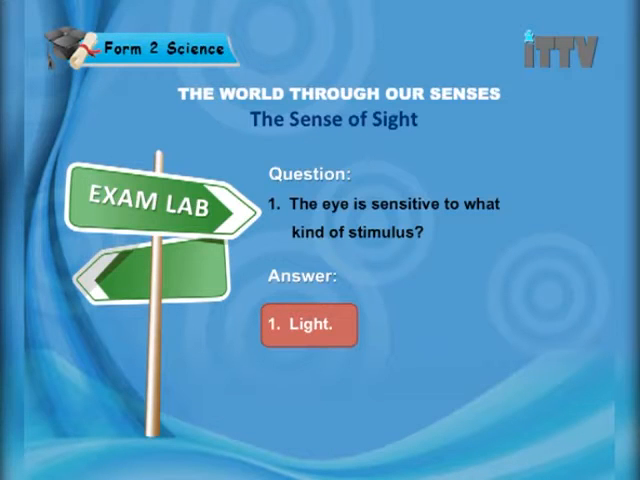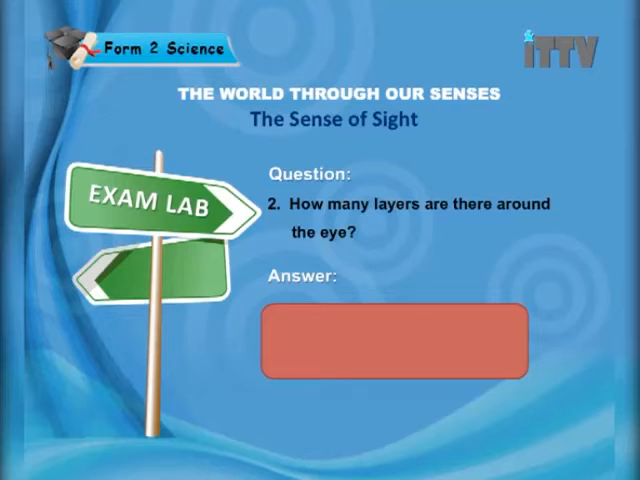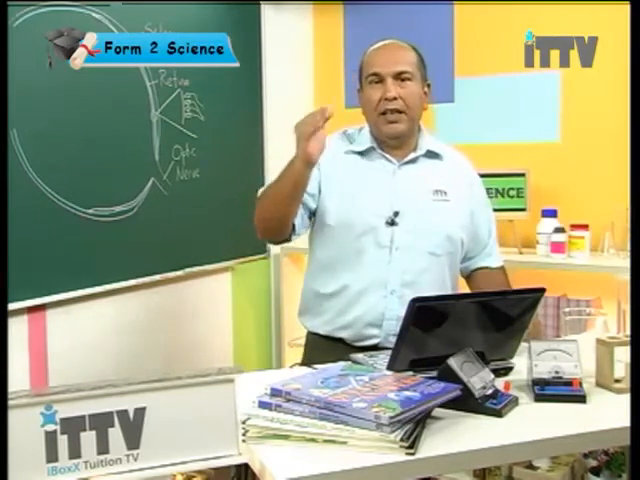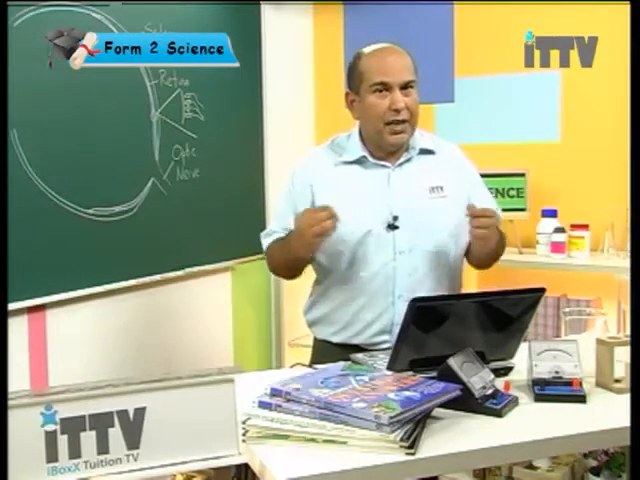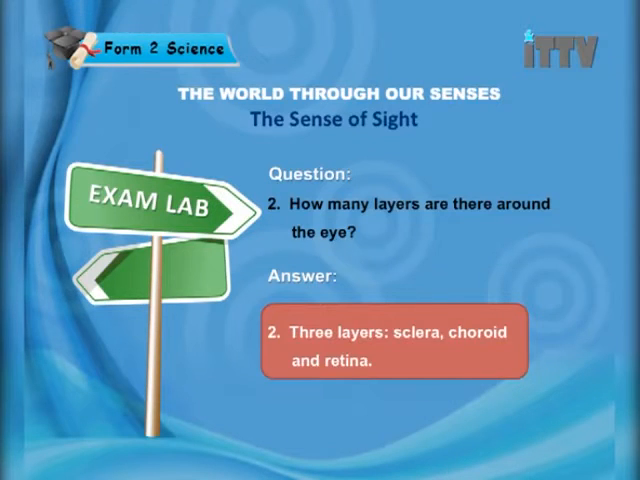Light. So the eye is sensitive to light stimulus. Let's try another question. How many layers are there around the eye? So remember, we drew the 3 layers earlier. There was the outer layer, the middle layer, and the inner layer. So the answer should be quite clear. Let's have a look. 3 layers. The sclera, the choroid, and the retina.